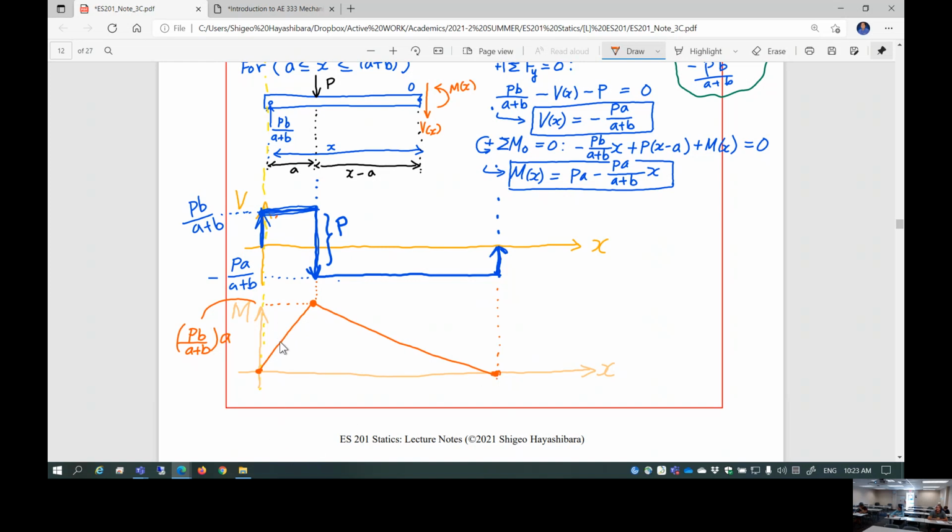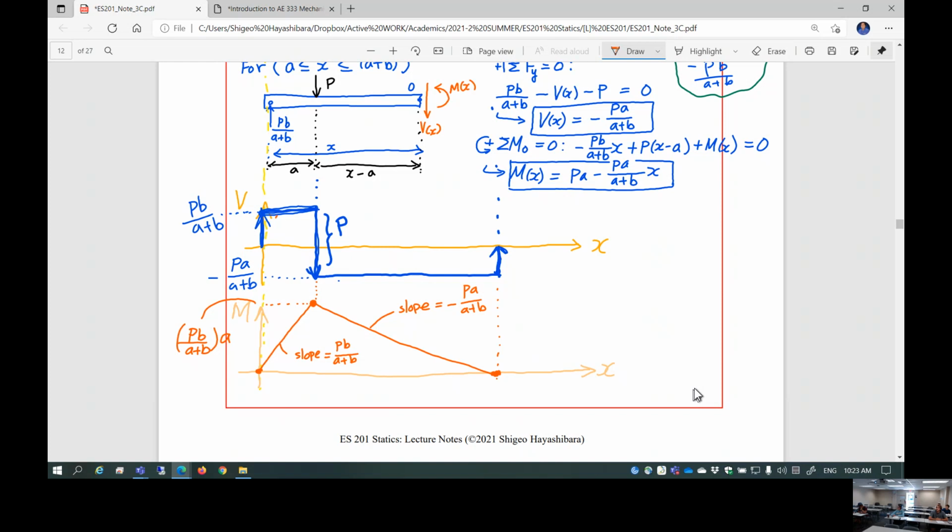Okay, so this is a slope. Slope is equal to basically PB over A plus B. This slope is negative PA over A plus B. Constant slope, because it's a constant shear. Starting from this value, go back all the way to 0. This is the moment diagram.